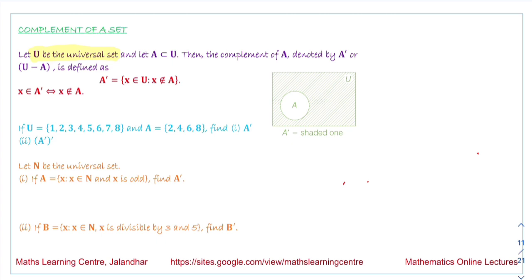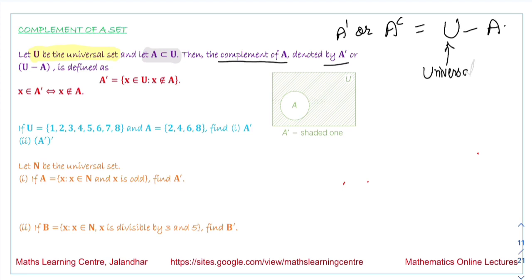And A is any set that is a subset of U, because U is the universal set. So the complement of the set A, denoted by A bar or A complement, is U minus A. This is the universal set minus A. We are saying all those elements of the universal set which are not elements of A.